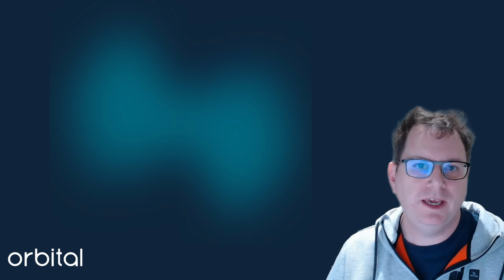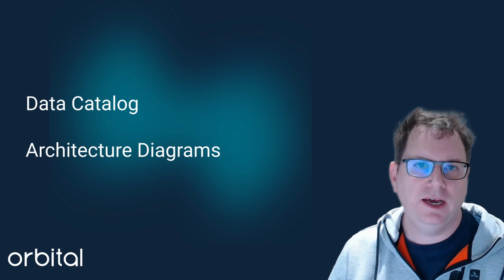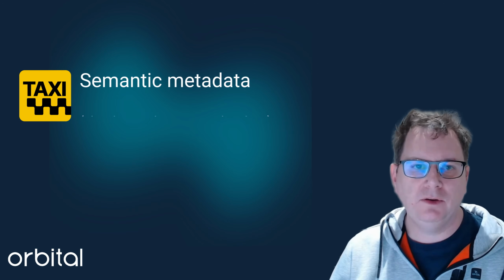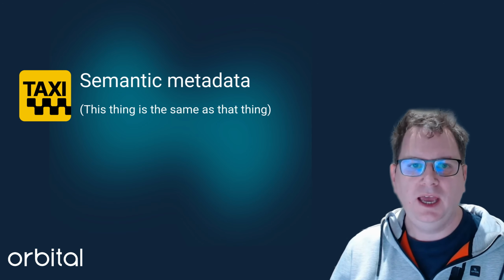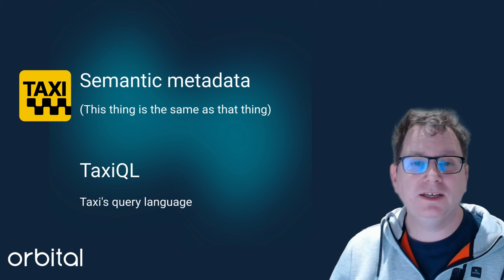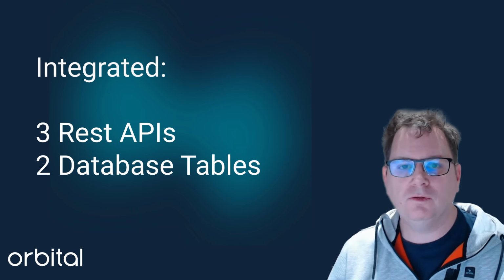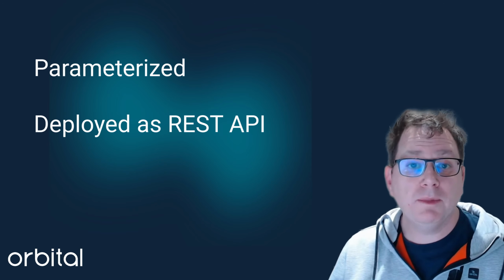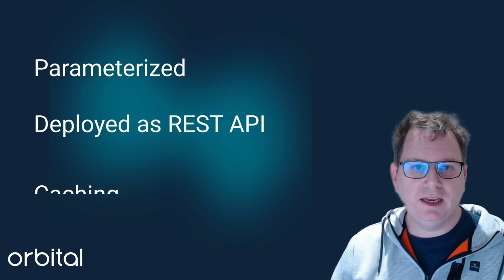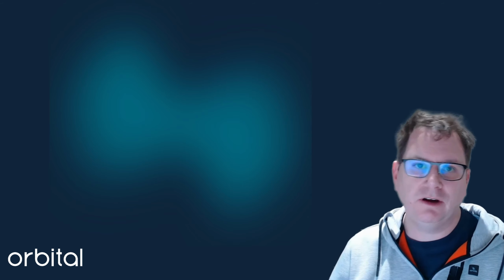So let's recap. In this video, we took a quick look at Orbital's data catalog and architecture diagrams. We had a flyby of Taxi, our semantic language for describing data sources, and TaxiQL, Taxi's query language. And we wired together a series of services, a couple of database tables, and multiple REST APIs. We parameterized our query and deployed it as a REST endpoint before finally enabling caching. We did all of this without writing any integration code.